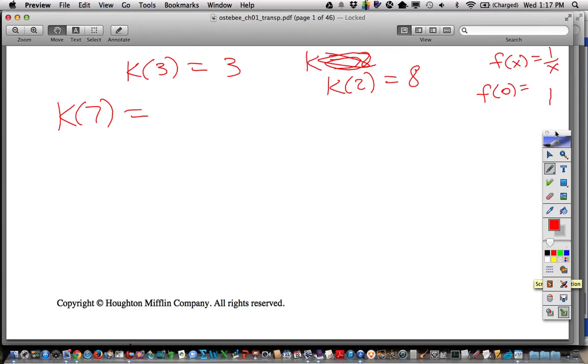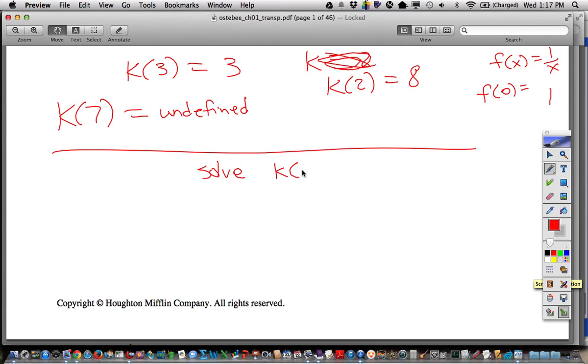So it defines an input of 3 to be 3. It defines an input of 2 to be 8. So what is k of 7? Good. Undefined. Because the function does not have a definition for an input of 7. So we would say that k of 7 is undefined. So that kind of brings a little new meaning to that term undefined when it comes to functions, because there is no output for 7. Okay?